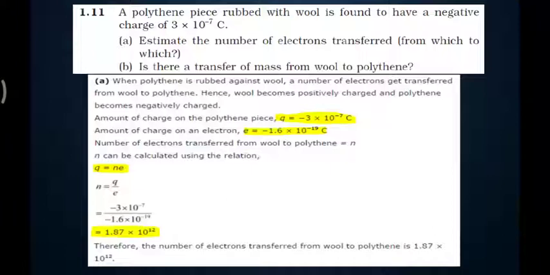From now on, I am not disturbing the screen. This highlighted point is given. The charge of an electron is 1.6 into 10 to the power minus 19, which is very well known. The very fundamental quantization formula is Q equal to N E, so N is equal to Q by E. Q is given, E is given. You will reach your answer, 1.87 into 10 to the power 12, sorry, not minus. This is the number of electrons transferred from the wool to the polythene.